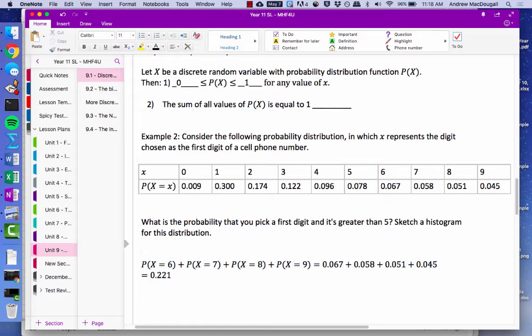And to be even more clear, instead of writing all of these out, this is the probability that x is greater than 5. And that's equal to the probability of 6 plus 7 plus 8 plus 9.